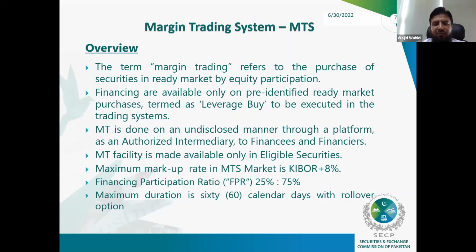announced by the NCCPL. The maximum markup rate in the MTS market is KIBOR plus 8%. Today's KIBOR is normally 14%, plus a maximum of 8% that a broker or financial institution can charge. Financing participation ratio, as I already discussed, is 75%, 25%: a minimum 25% equity participation by the investor and 75% from the financier. The maximum duration of an MTS contract is 60 calendar days. However, a rollover option is available.